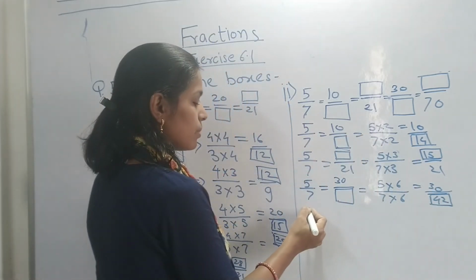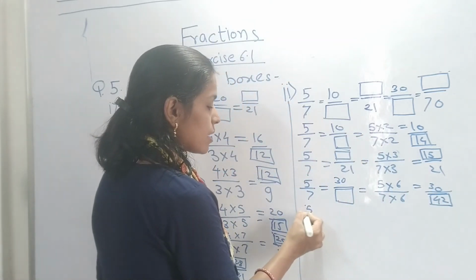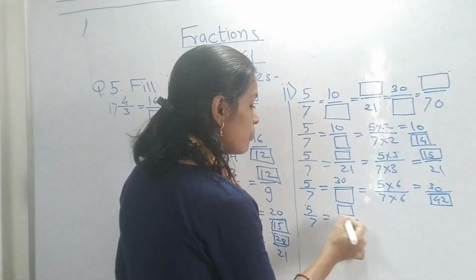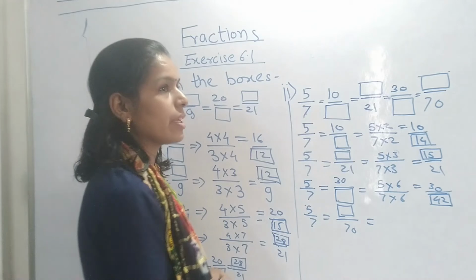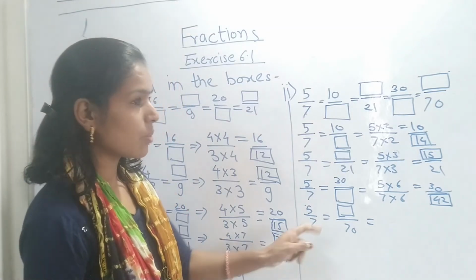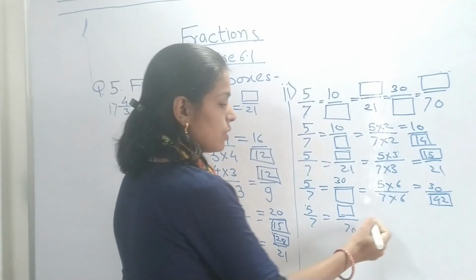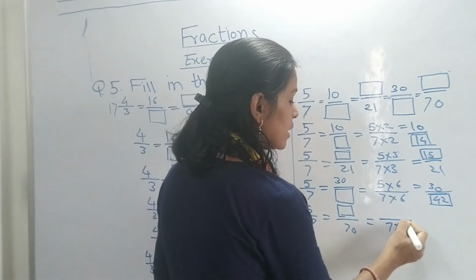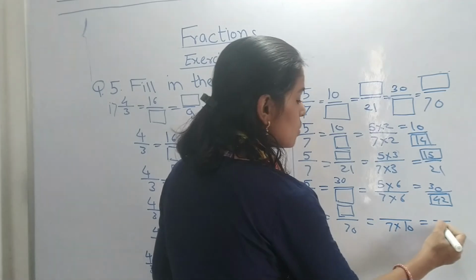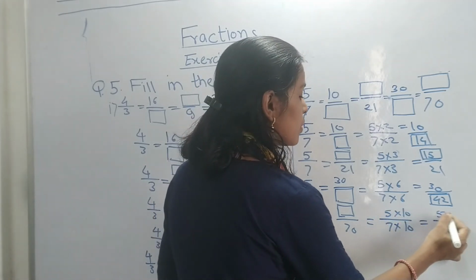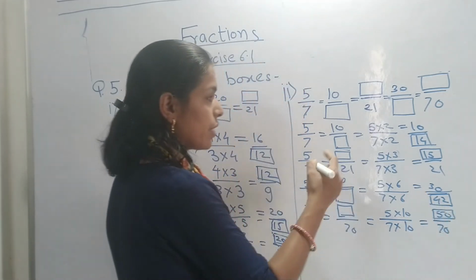Now the last, that is 5 by 7 is equivalent to this box upon 70. We have to find the multiple of 7. We have to find the factor of 70. So that 7 will be the answer. As we know that 7 tens are 70 are there. So therefore multiply 5 also by 10. You will get 50 upon 70 as a fraction.